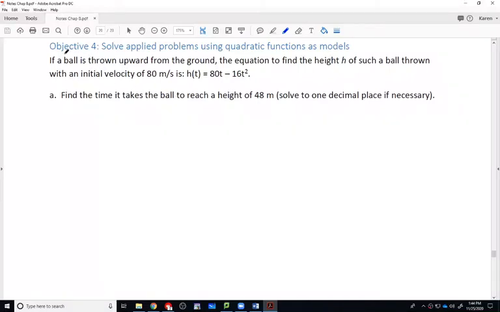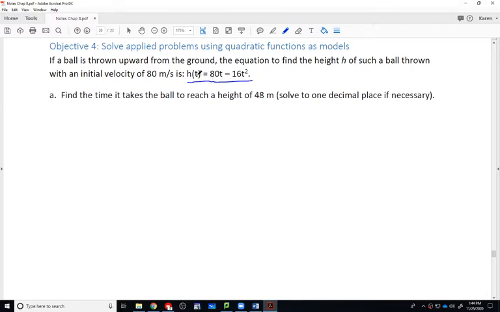All right, so objective 4, we are going to now solve applied problems using quadratic functions as models. In other words, they're going to give you the equation for your quadratic function, and you're going to be asked to find a series of things to do with it. So the first thing I want to go over is what this one looks like.